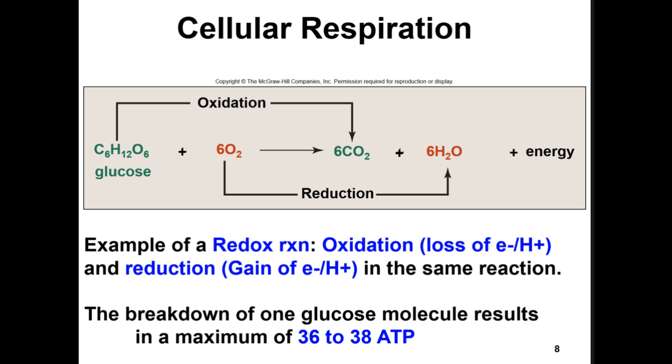In cellular respiration, glucose is oxidized into carbon dioxide gas. This occurs as electrons and protons in the form of hydrogen are removed from the glucose molecule. These electrons and hydrogens that are removed from glucose are then added to oxygen, and so then we say oxygen has been reduced. When oxygen gains these electrons and protons in the form of hydrogen, it becomes water. So in cellular respiration, ultimately what is happening is the glucose is oxidized or broken down into carbon dioxide, and then the oxygen is built up or reduced into water. As this process occurs, 36 to 38 ATP total are generated.